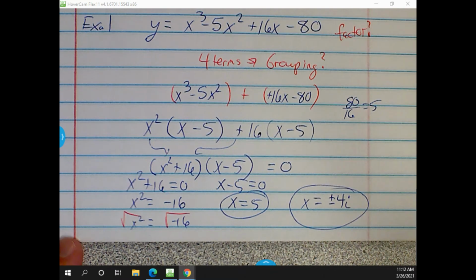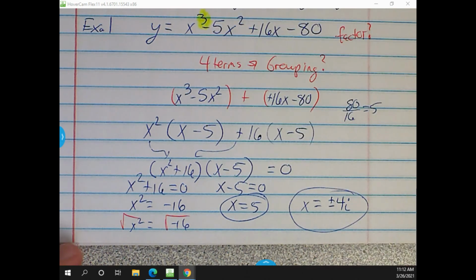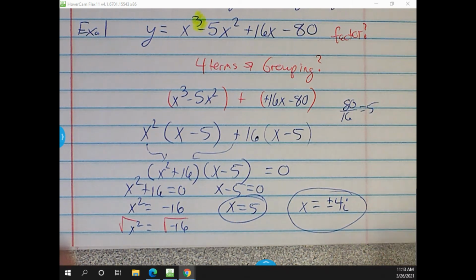And back here in the beginning, again, it was x to the third. So we're looking for 3 answers. There's one. The positive would be another answer. The negative would be the third answer that we're looking for there. So there's the 3 answers we're looking for off this equation.